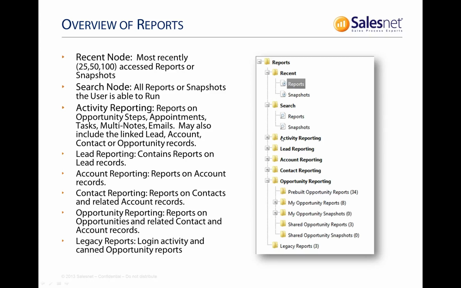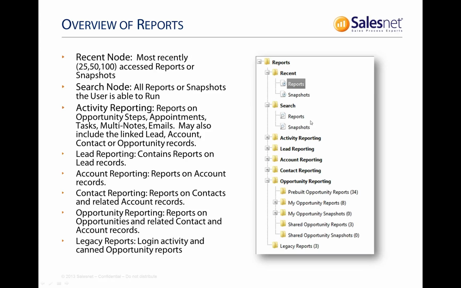Then we have an activity reporting node, and this is where we talked about activities. Okay, in Salesnet, from a reporting standpoint, we talk about all the things that a user might do to record steps and tasks, appointments, emails. So we can roll those up across all different kinds of records to describe the activity that a person has had in the system. Then we have a node at the bottom called Legacy Reports, which gives you some basic login information and some built-in funnel reporting.